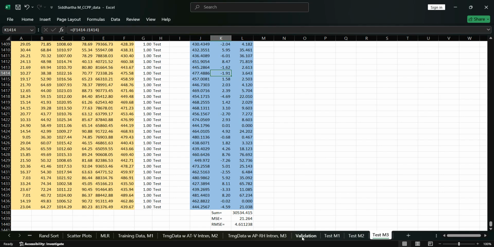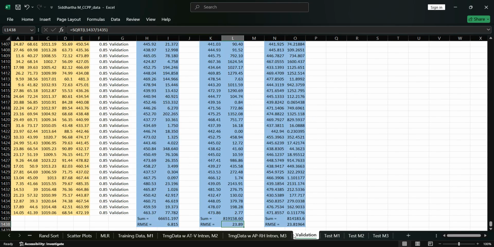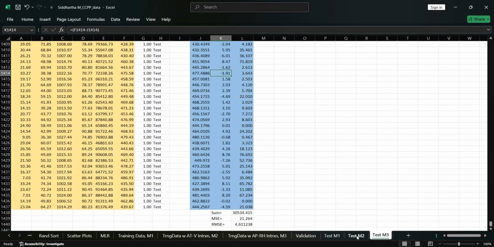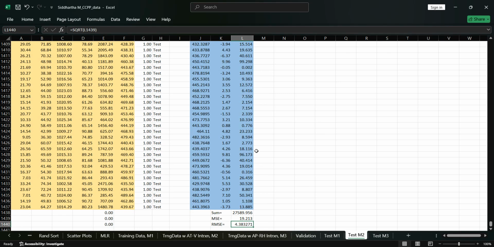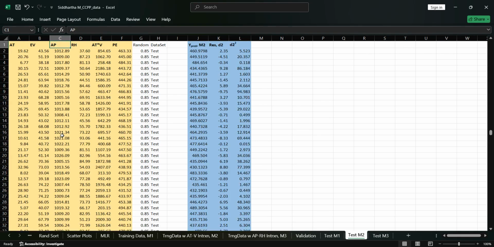Though I do observe that there are certain outliers in the validation data set, on the testing data set it is coming out to be a highly predictive model. Thank you.